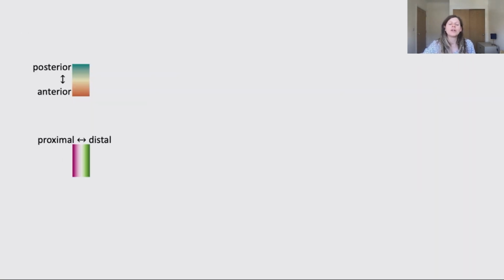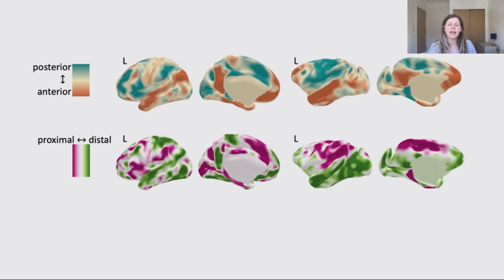And finally, we wanted to ask, how do these intrinsic hippocampal axes, anterior-posterior, proximal-distal, how are they themselves reflected in brain connectivity? And we studied this in a dual regression approach, where we used those hippocampal axes as orthogonal spatial regressors. And when we look at the results, we see that both of the axes relate to the default mode network, but with slightly different contribution.